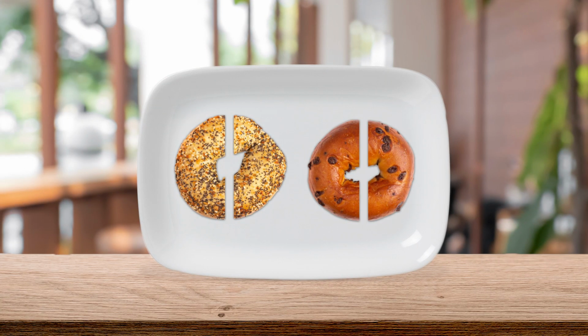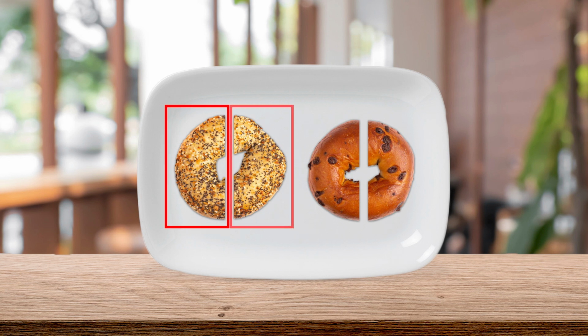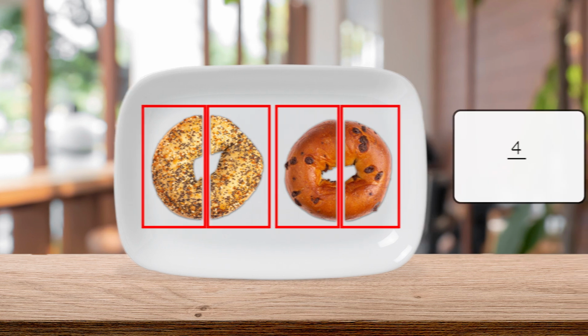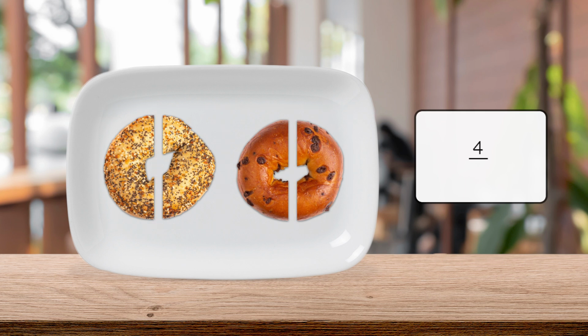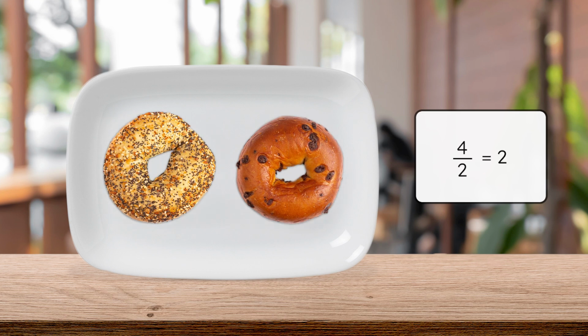How can we represent the amount of bagel pieces as an improper fraction? We need to count the total number of pieces we're working with for our numerator. So 1, 2, 3, 4 pieces. And how do we know what the denominator should be? We need to ask ourselves how many pieces each whole is split into. Each whole bagel is cut in half. Since each bagel has 2 pieces, 2 is our denominator. If we put all the halves together, we have 4 halves, or 2 whole bagels.